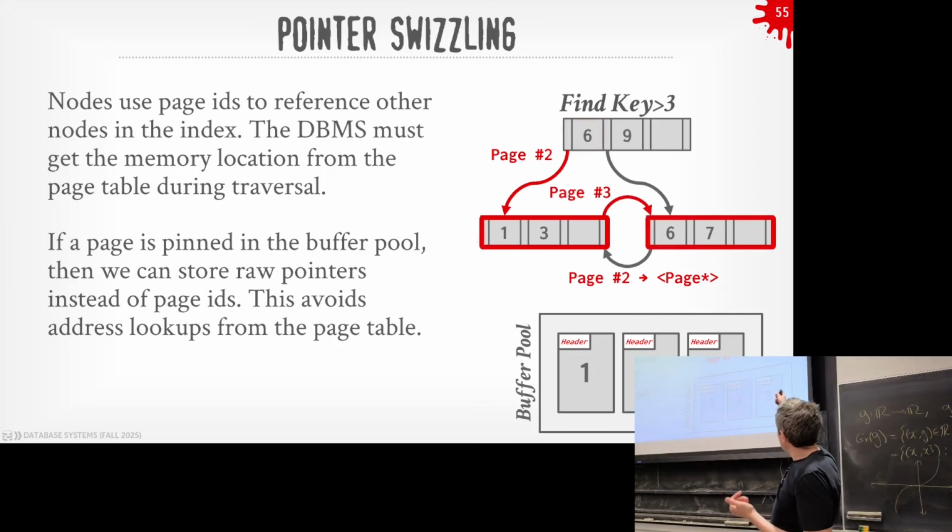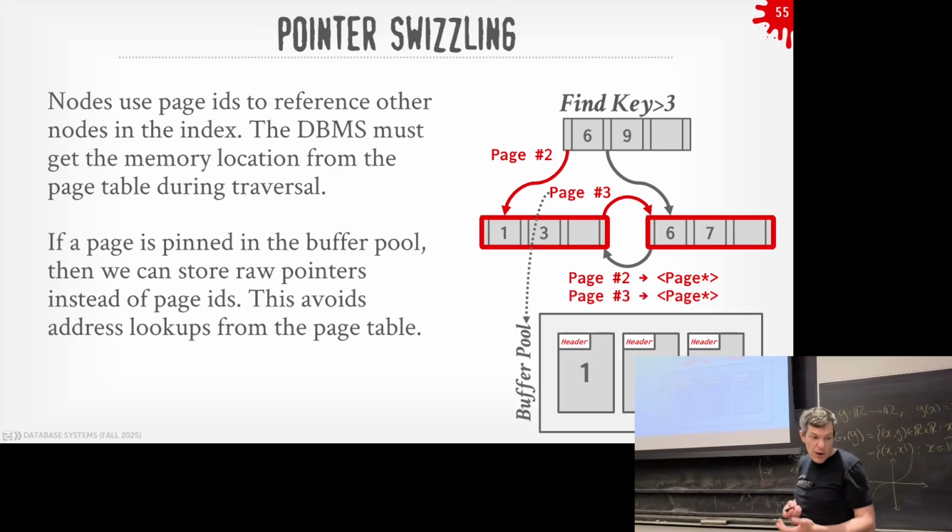Now I have to scan along the leaf nodes following the sibling pointers. Same thing. I want to get page 3. What do I have to do? I have to go to the buffer manager and say, hey, give me page 3, right?